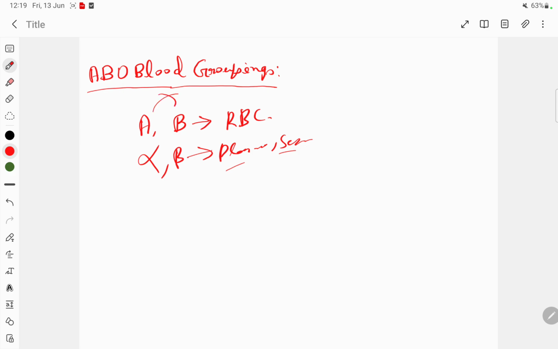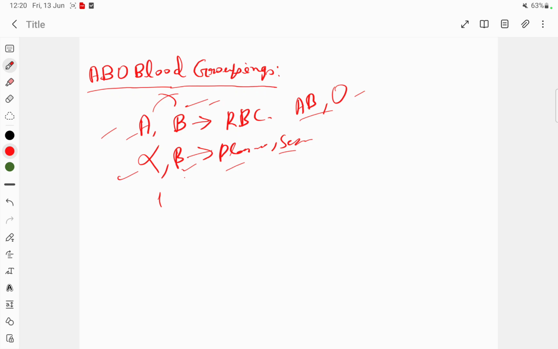Now, in case of group A individuals, they have the A antigen in the RBC and beta antibody in the plasma. In case of group B individuals, they have the B antigen and alpha antibody. In case of AB, they have both the A and B antigens but do not have any antibody. In case of O individuals, they do not have A or B antigen but they have both alpha and beta antibodies.